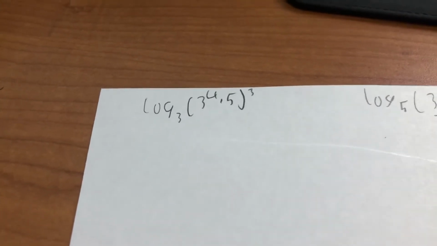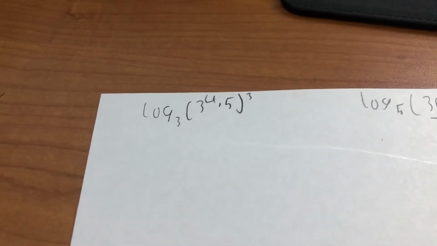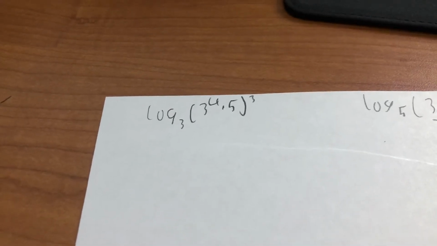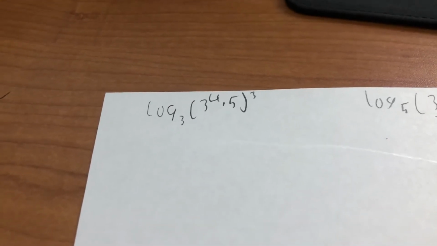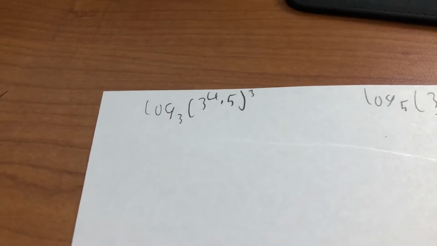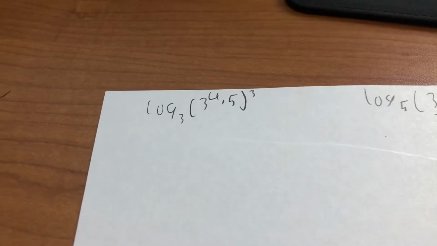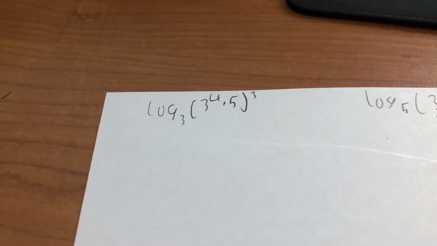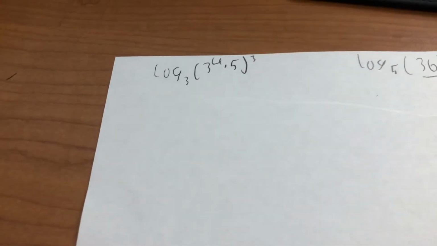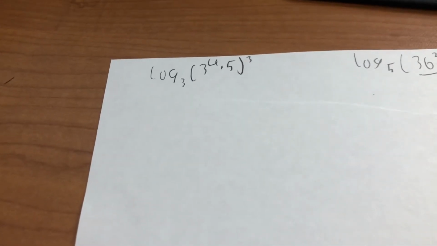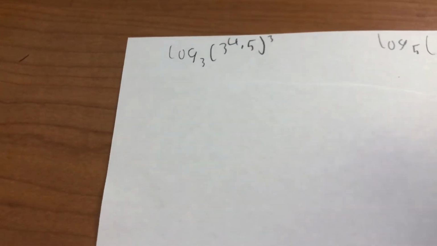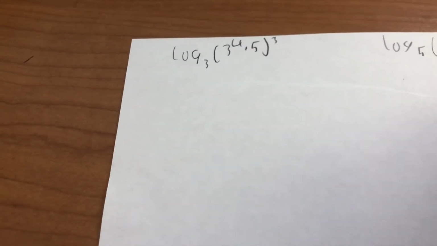Hello, in this video we will be doing expanding completely. As you can see here, we have log with the base of 3, and that is actually a common log, and then in parentheses we have 3 with the exponent of 4 times 5, and then we have the exponent of 3. Now the first step that we will be doing is putting this into the expanded form.